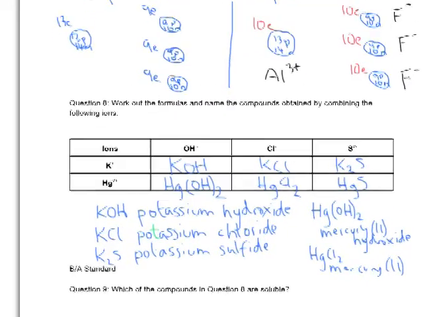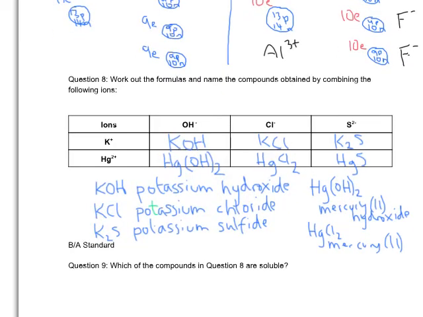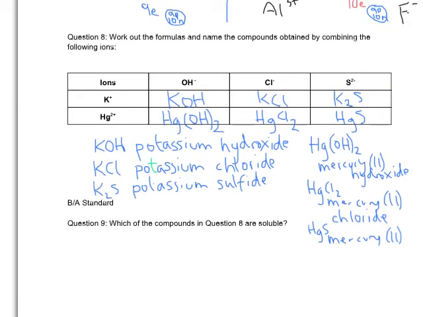I'll move the whole thing up. Chloride, and the very last one is mercury sulfide. Again, mercury 2, move it up again. Sulfide, again look at your periodic table to work that out. Which of the compounds are soluble?